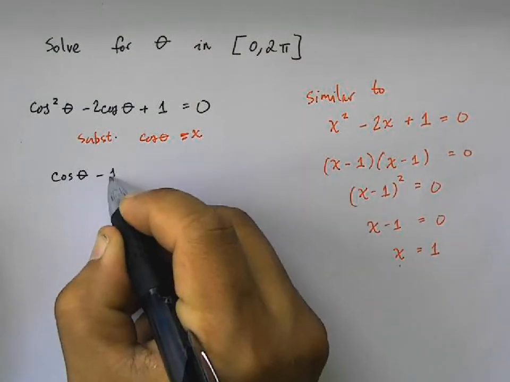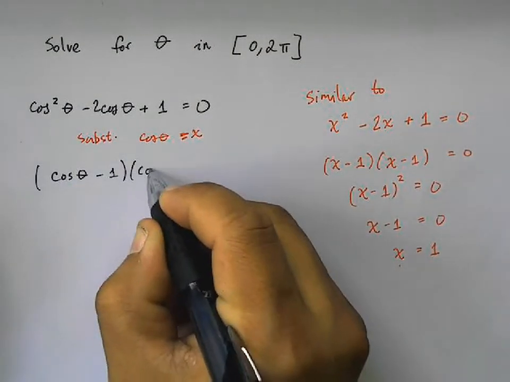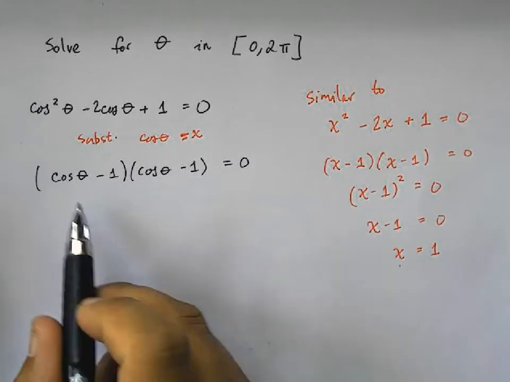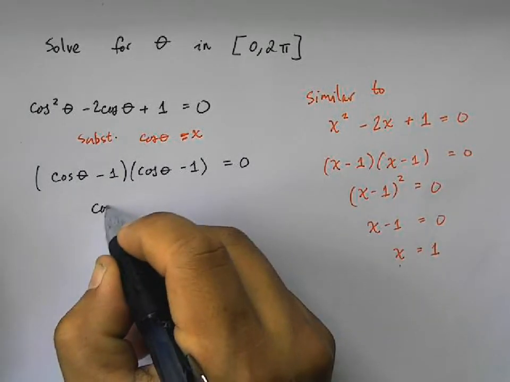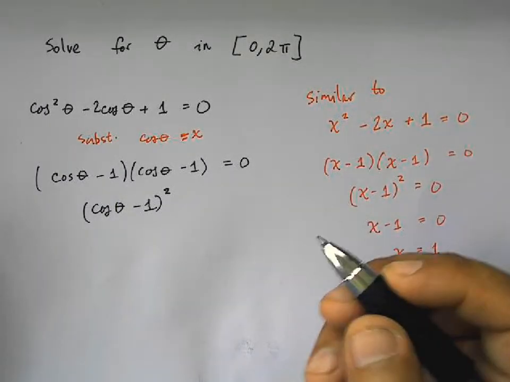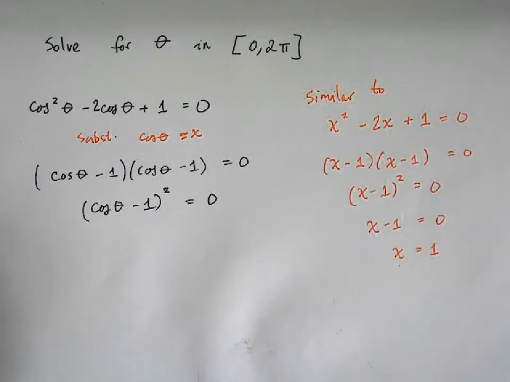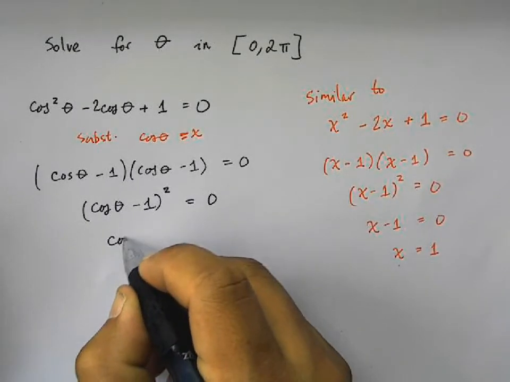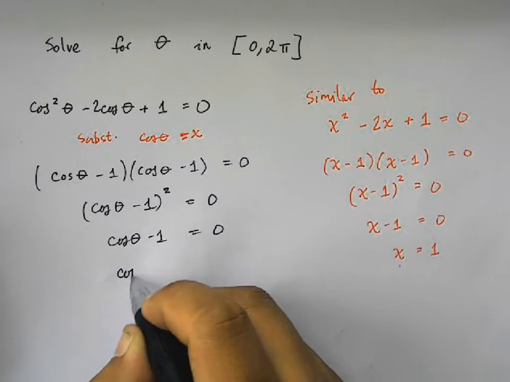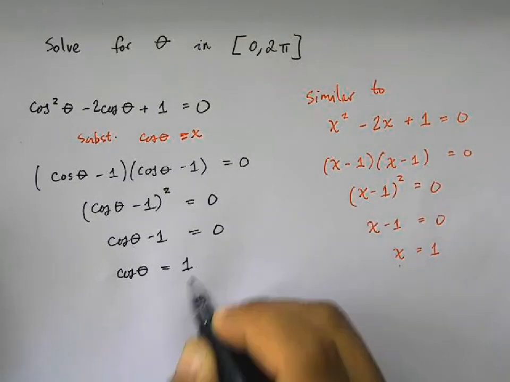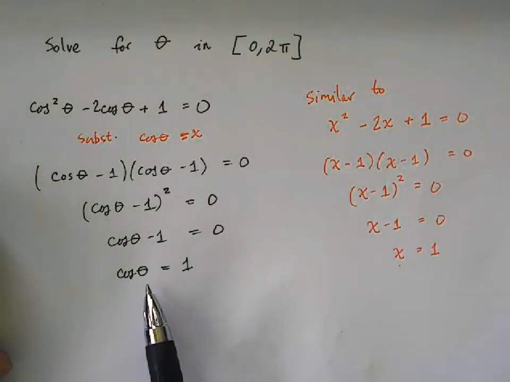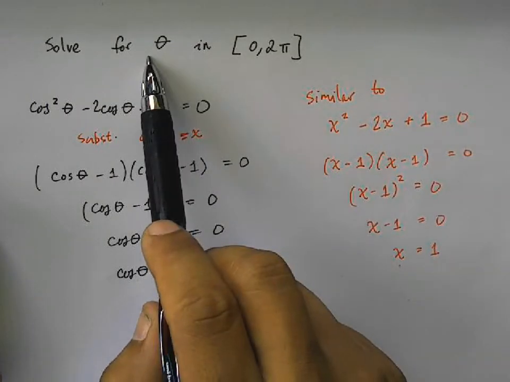So I have cosine theta minus 1 times cosine theta minus 1 equals 0. This on the left side neatly combines to give you cosine theta minus 1 squared is equal to 0. You can take the square root of both sides and you get cosine theta minus 1 equals 0. Add 1 to the other side and you get cosine of theta is equal to 1. The only difference here is that we have to take this one step further. We're not asked to solve for cosine of theta, we're asked to solve for theta.